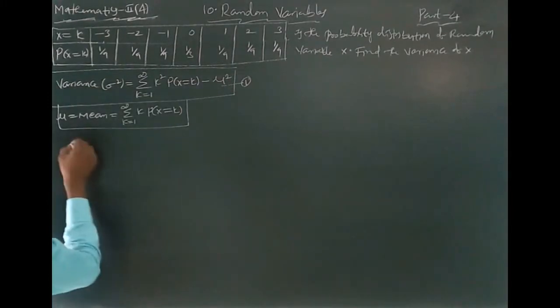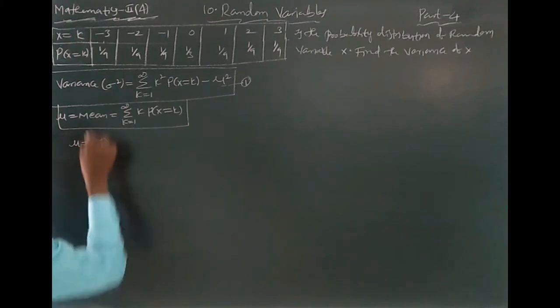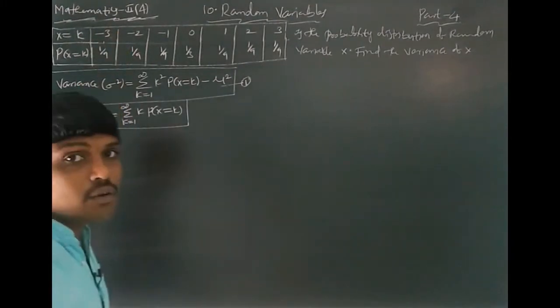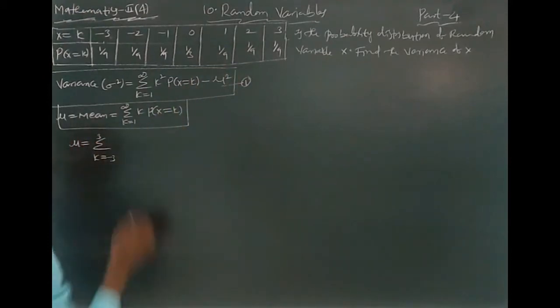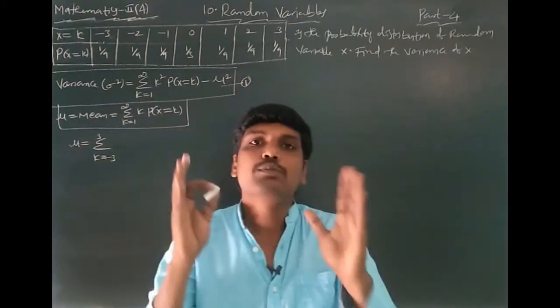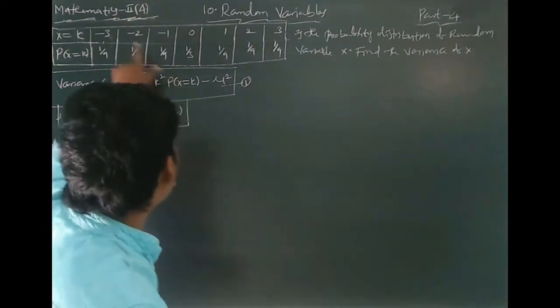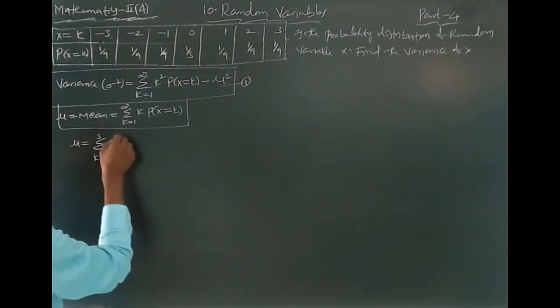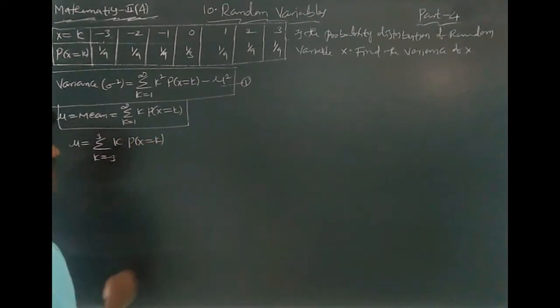Mean formula: mu is equal to summation of i is equal to 1 to. Here what is the first value? Not 1. The first value is minus 3, to 3. You can write minus 3 to 3. Here, first you can check what is the range of the given probability function. Here minus 3 to 3 range, k into p of x is equal to k.